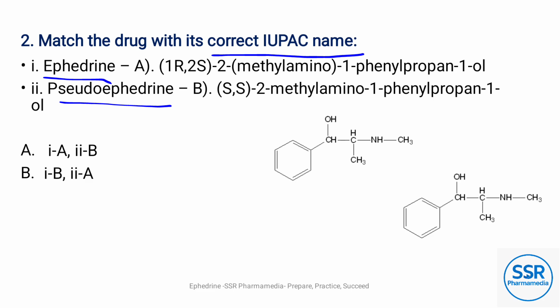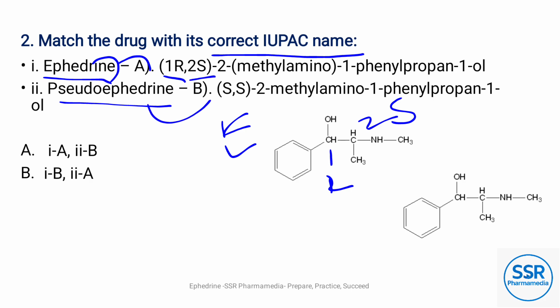Here first we will see about ephedrine. So here 1 and 2 are the positions. Here 1 will be in R form, another will be in S form. So that is 1R and 2S. So this is the right answer for ephedrine. And pseudoephedrine is 1S and 2S. So this will be in pseudoephedrine. So the right answer is A.